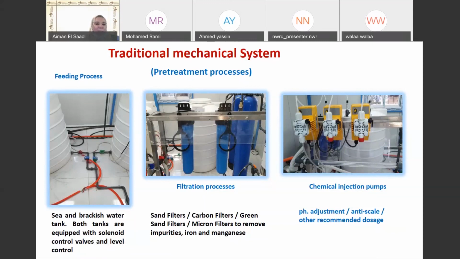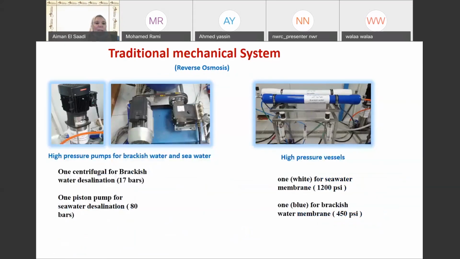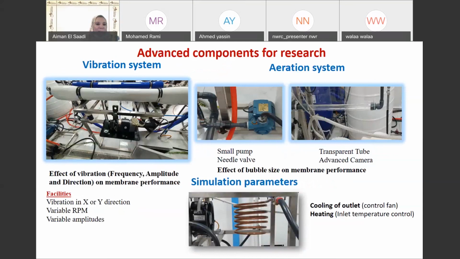The third photo shows the chemical injection pumps to push anti-scalant to prevent fouling or scaling. This is also regarding the traditional mechanical system. We have two high pressure pumps for brackish water and one piston pump for seawater, and these are the two vessels also at the desalination lab.